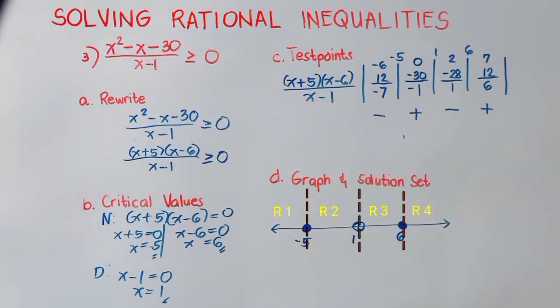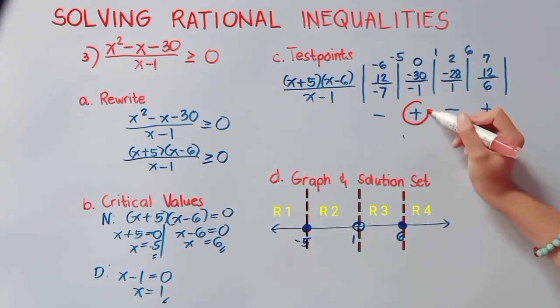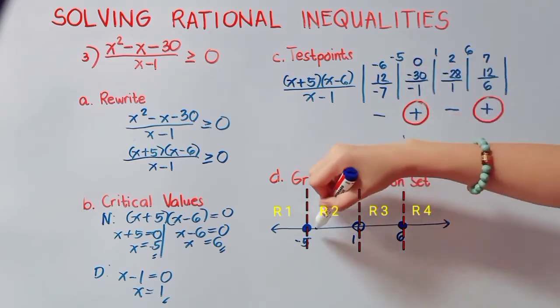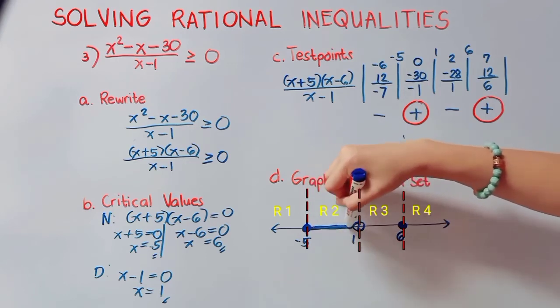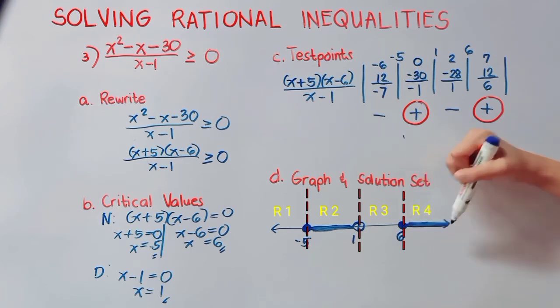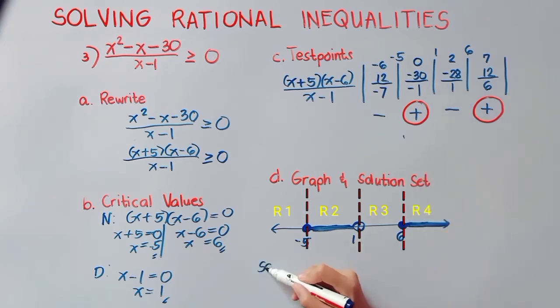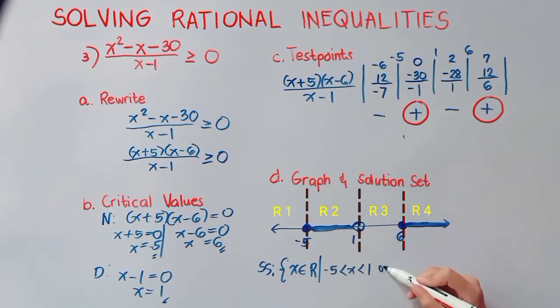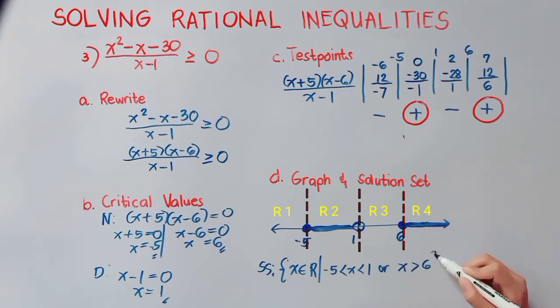Now going back to our given, we are looking for greater than or equal to 0. So we are looking for positive values. So we have here region 2 and region 4. Therefore, our solution set is x is an element of real numbers where x is in between negative 5 and 1, or x is greater than 6.